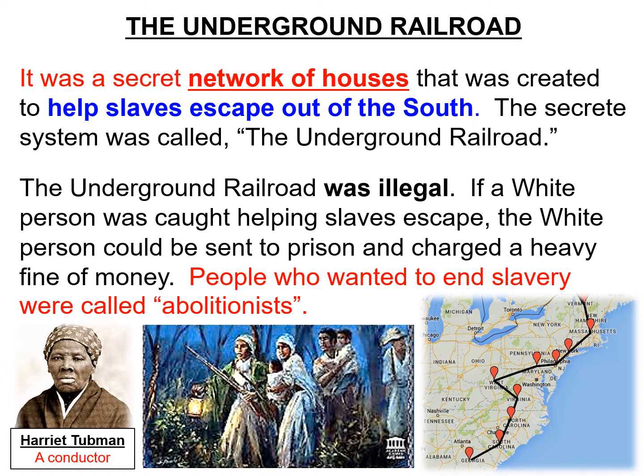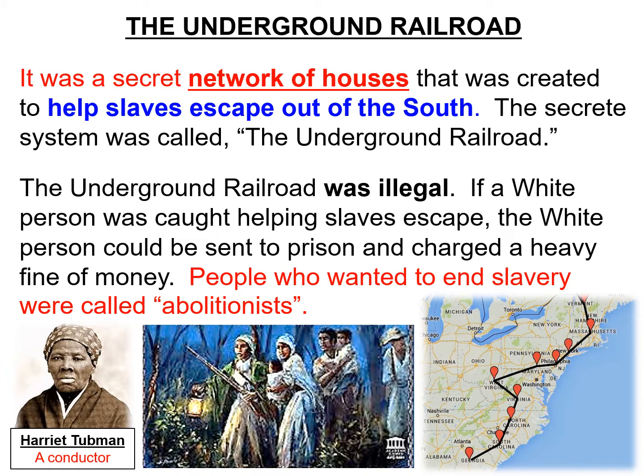Now, the Underground Railroad is not a machine. It is not under the ground. It is actually a system. It was a secret system, a network of houses that was created to help slaves escape out of the South and get to the North where they could be free. It was called the Underground Railroad. Now, this was totally illegal. The United States government said it was illegal to help a slave escape.